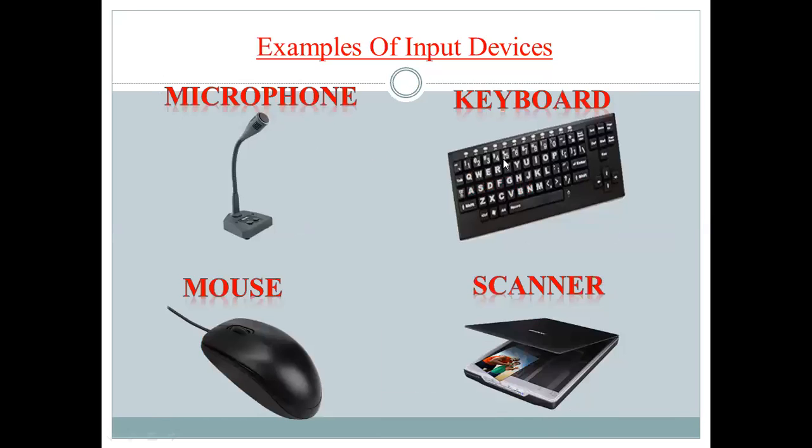Now the next one is keyboard. Keyboard is used to type the letters, numbers. This is also hardware part of the computer. Now mouse is also hardware part of the computer. It is used to open the file and folder, draw the pictures and play games. Scanner is also one of the input devices as well as hardware part of the computer. It is used to scan the photographs and store into the computer memory.